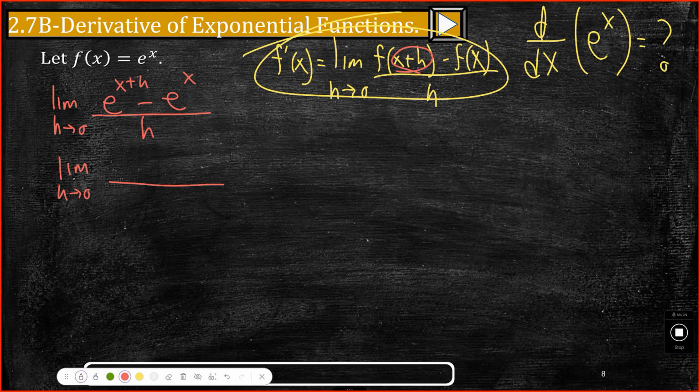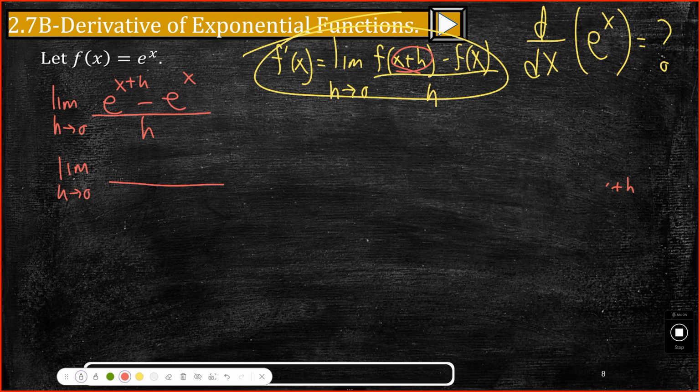e to the x plus h can be separated. Just quickly, this makes sense to you, I hope. What is e to the x plus h? If you think about plugging in numbers, say e to the 5, that would also be the same as e to the 3 times e to the 2. So when you separate the bases, you add the powers.